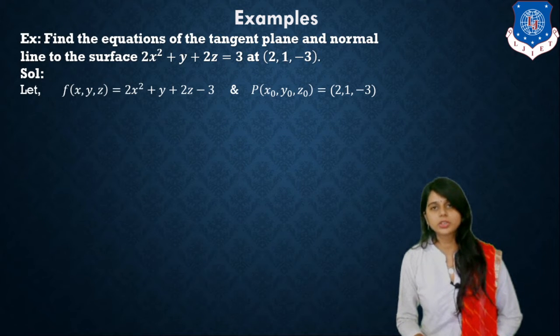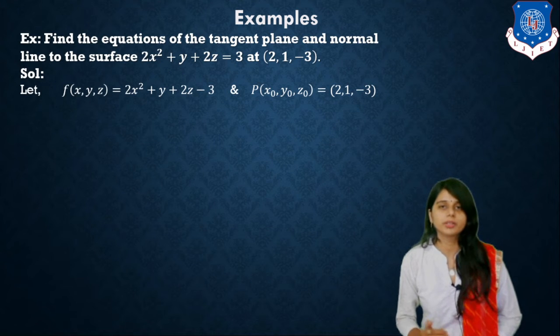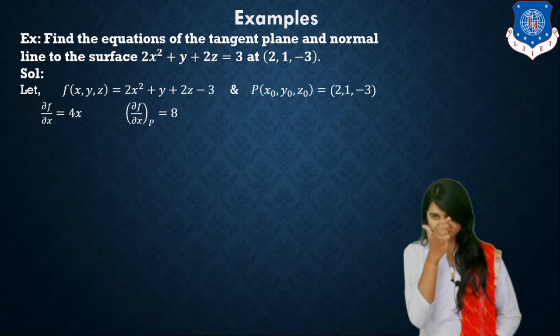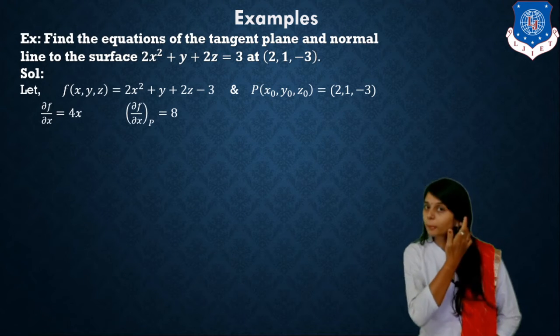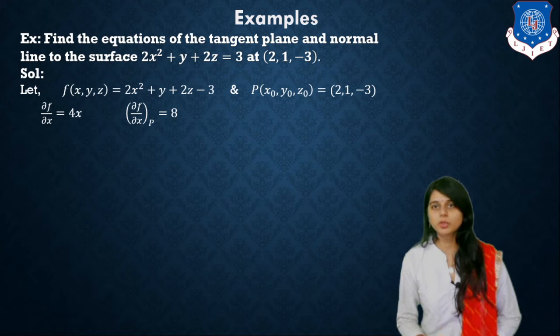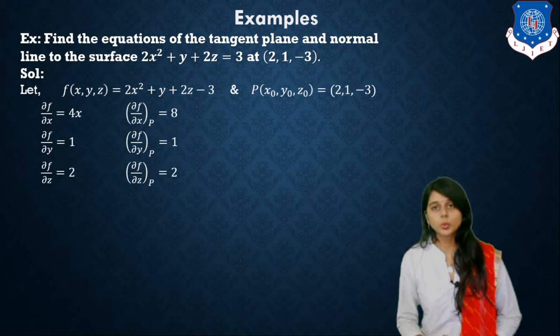Now we have to differentiate the function with respect to x, y and z and put the value of the point. First we differentiate the function with respect to x. Del f by del x equals 4x. So del f by del x at point P equals 8 because x equals 2. Del f by del y equals 1. Del f by del y at point P equals 1. Del f by del z equals 2. So at the point, del f by del z equals 2.